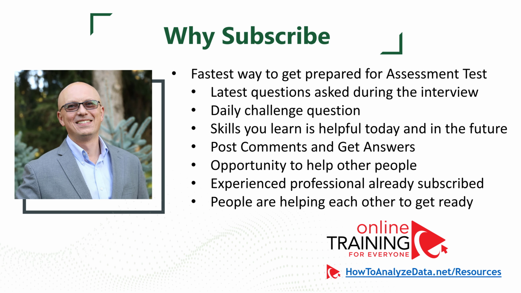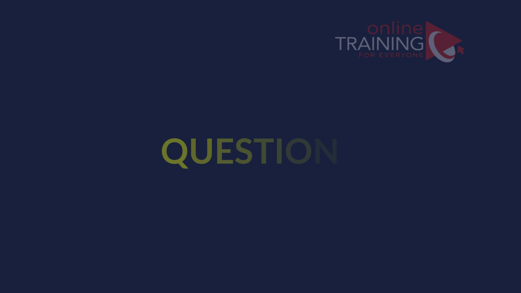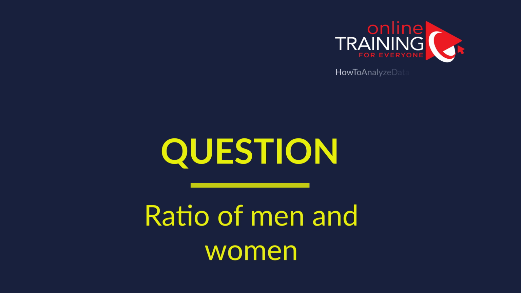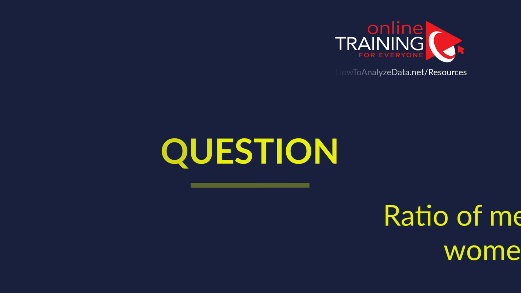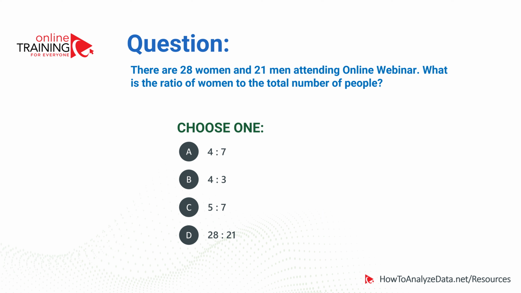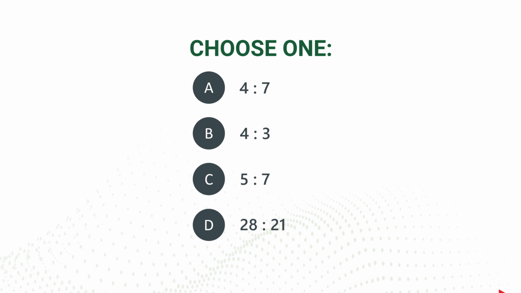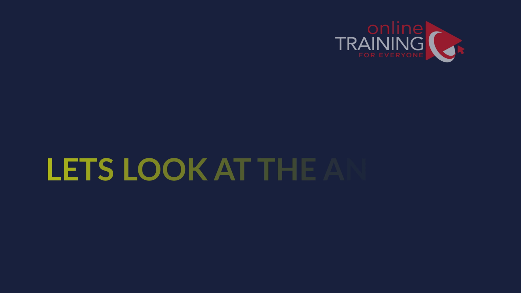Now let's continue and get you ready for the assessment test. Now let's look at the tricky question, which is frequently used as part of math reasoning and abstract reasoning tests. There are 28 women and 21 men attending online webinar. What is the ratio of women to the total number of people? And there are 4 choices: 4:7, 4:3, 5:7, and 28:21. Which one do you think is the right answer?